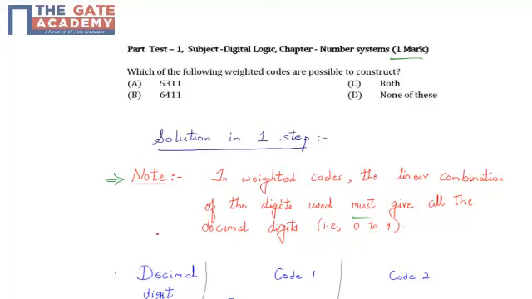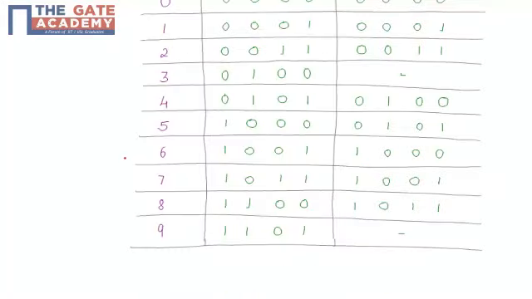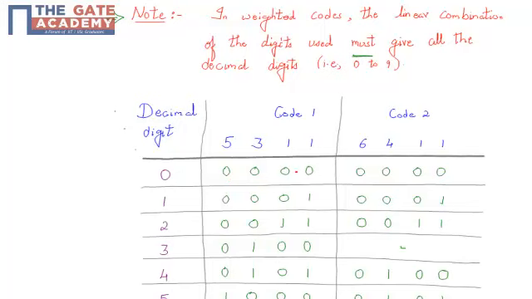Over here the first column would be the decimal digit, the second column code 1, that is 5311, and the third column code 2, that is 6411. Let us have a look. For 0, it would be all zeros in both the codes. For 1, I would have 0001 as the representation using code 1, and similarly for code 2, it would again be 0001.